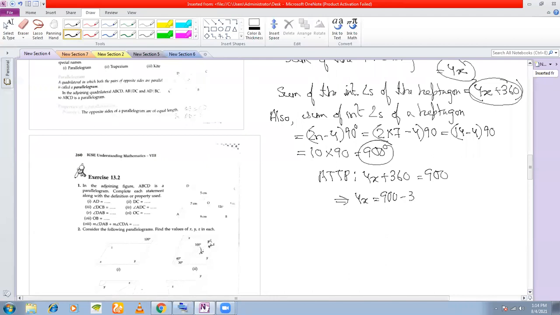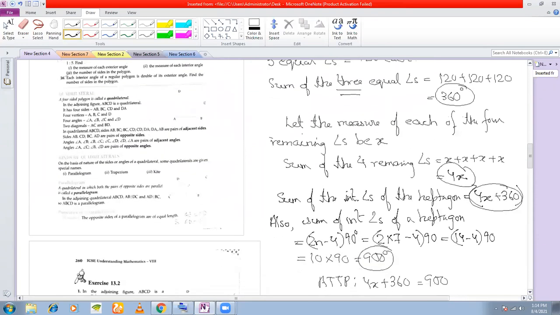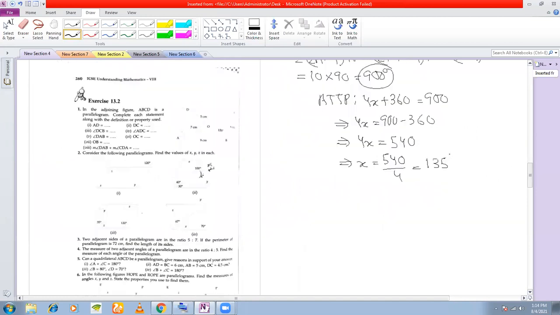4x is equal to 900 minus 360. How much is 900 minus 360? 540 degrees. Therefore, x is 540 by 4, which is 135. So x we have got as 135. And what was the question here? Find the size of the equal angles. What is the size of each equal angle? X, right? So we had to find out x. What is the value of x? 135 degree. The size of each equal angle is equal to x is equal to 135 degree.